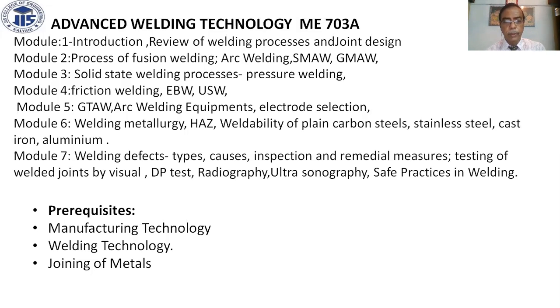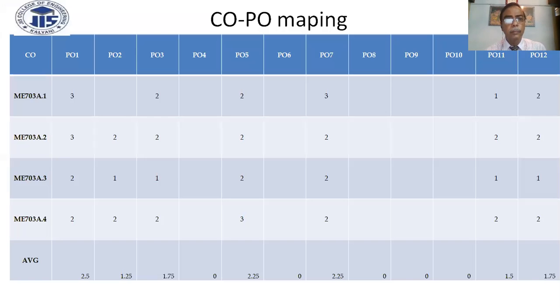Prerequisites: manufacturing technology, welding technology, and joining of metals. COPO mapping of the subject. This is 12 POs, 4 COs against these 12 POs. These are the average figures. This average figure is showing, so we can find out the effect on society, total 12 points, 12 POs.